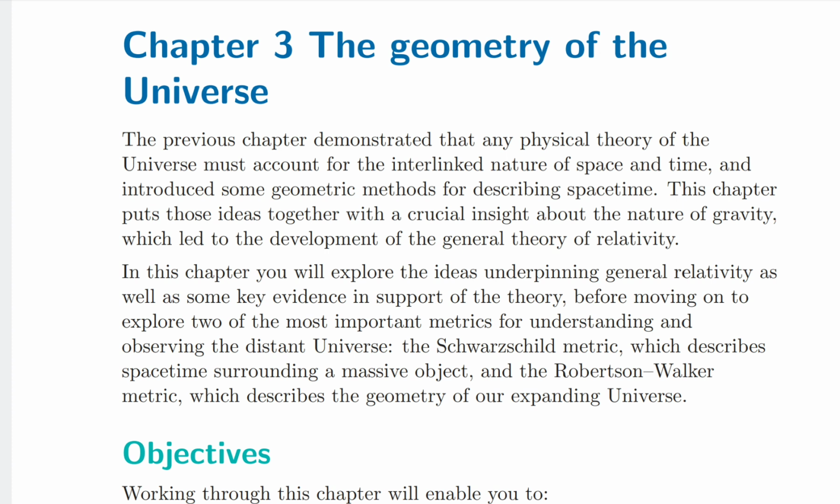In this chapter, you will explore the ideas underpinning general relativity as well as some key evidence in support of the theory, before moving on to explore two of the most important metrics for understanding and observing the distant universe: the Schwarzschild metric, which describes the spacetime surrounding a massive object, and the Robertson-Walker metric, which describes the geometry of our expanding universe.